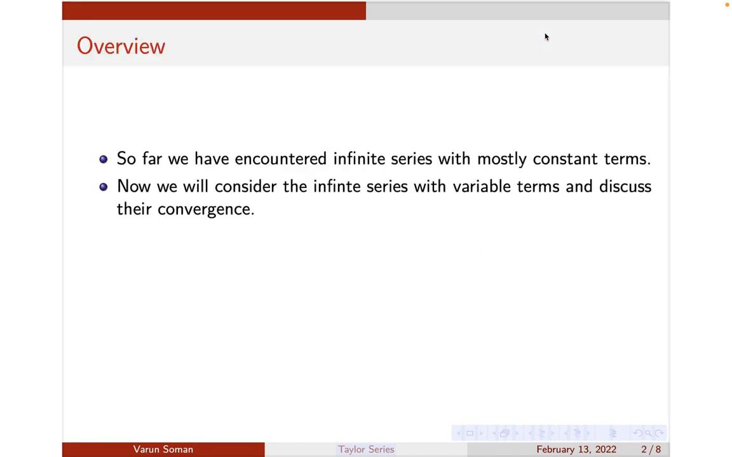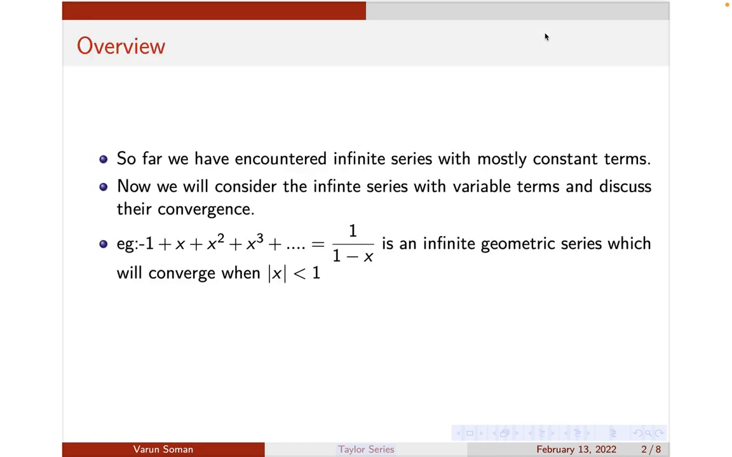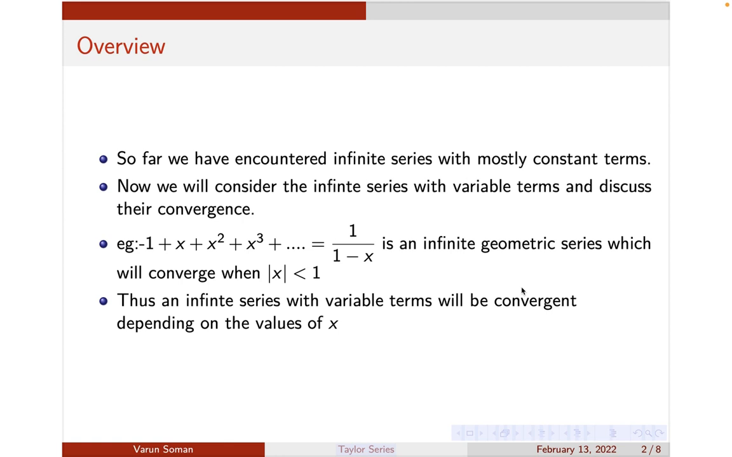For example, consider the series 1 plus x plus x square plus x cube and so on. This is a geometric series which we studied at the beginning of infinite series, since x is being multiplied in each term. Its sum is 1 by 1 minus x, and the sum will exist if mod x is less than 1. So the condition here is that x should lie between minus 1 and 1, that is, minus 1 less than x less than 1. These types of conditions we will be discussing in this session, since convergence depends upon the value of x.